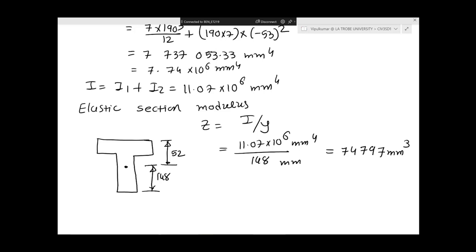Concrete is not good in tension. So in that case, if you are designing a reinforced concrete beam, the compression side is in here, and you are mostly looking for the compression region. That's what you are interested in. In that case, you take it 148.